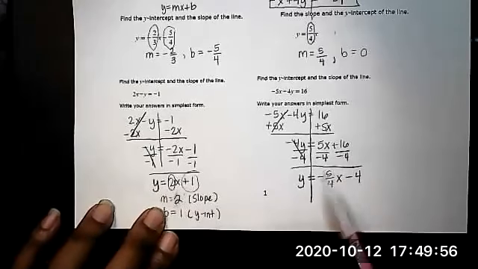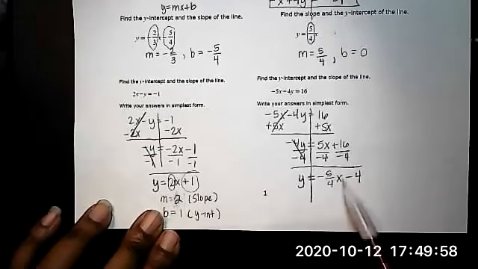This is your slope-intercept form. Slope-intercept form. Y equals mx plus b. This represents m. M is slope. -5/4 is the slope. This number represents b, which is y-intercept, -4. Okay, and we're done there.